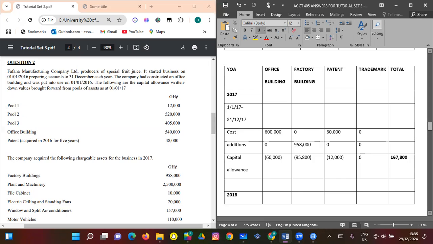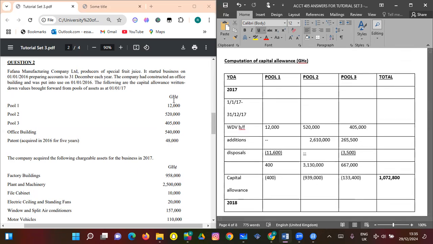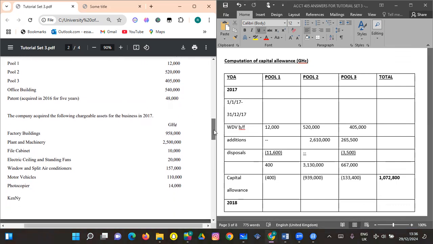All right. So now let's look at the brought forwards. Pool one was 12,000, which is here. Pool two 520,000, which is here. Pool three is also here. Then there were some additions, right? In the year 2017, sorry.